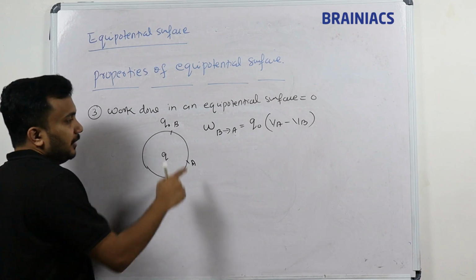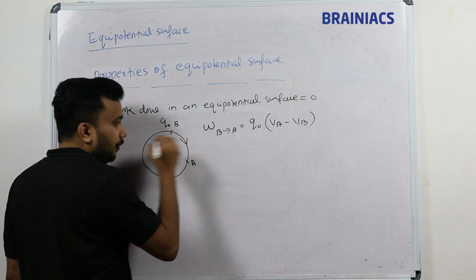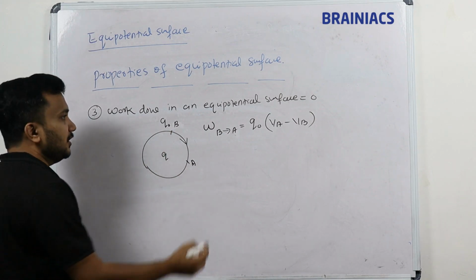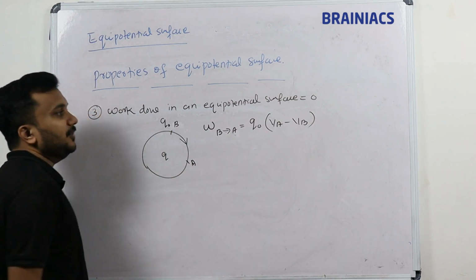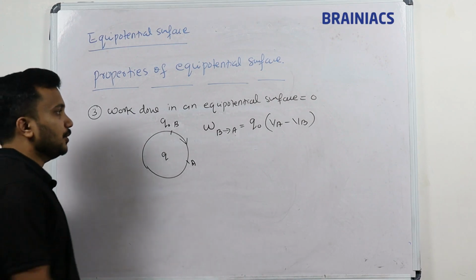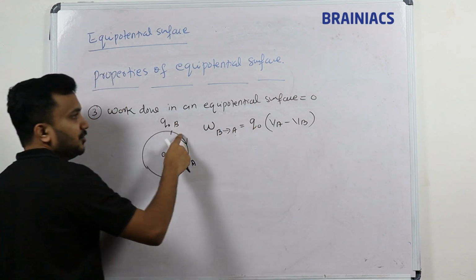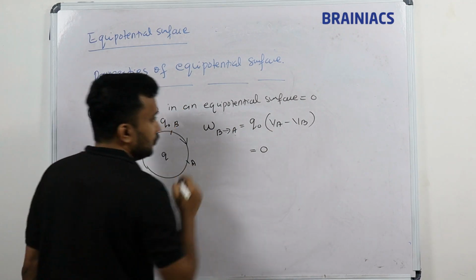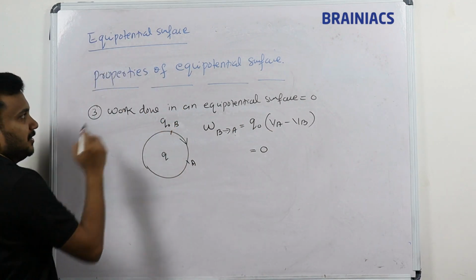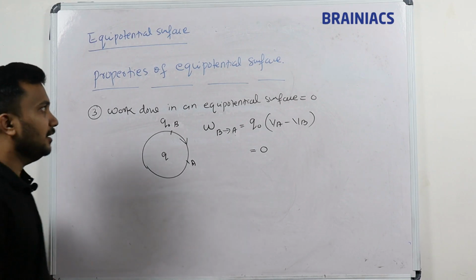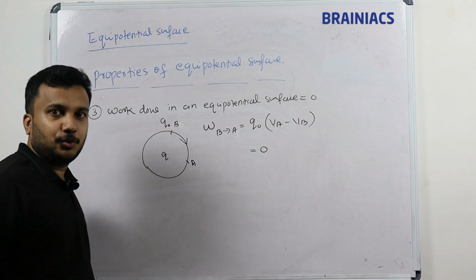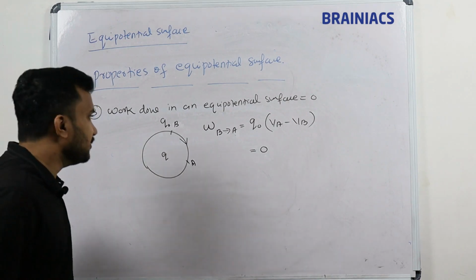So B to A I am moving. A is the final point, B is the initial point. So work done is equal to Q naught into VA minus VB. If the potential at A is equal to the potential at B, if VA and VB are equal, the work done is equal to 0. That is what the statement is saying. Work done in an equipotential surface is equal to 0.